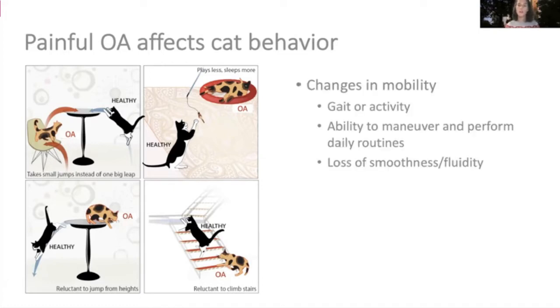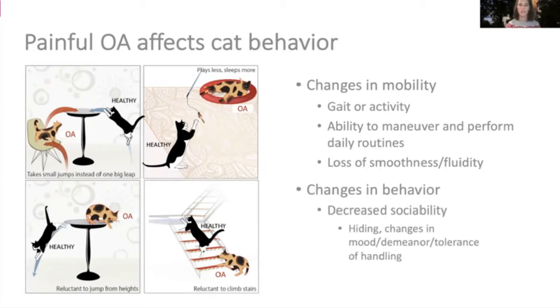We do see some changes in gait. Again, lameness is not a classic sign, but changes in gait may occur. Certainly changes in overall activity. Their ability to maneuver, that kind of slinkiness, that smoothness we think about with cats, that decreases. We lose that fluidity of movement. We see changes in the way that they perform their activities of daily living.